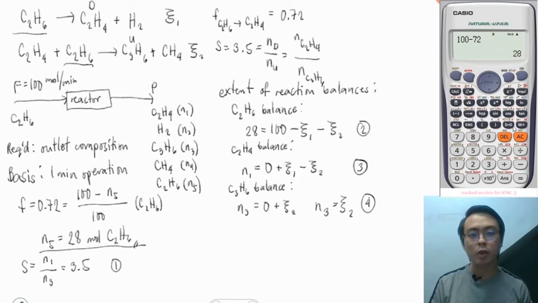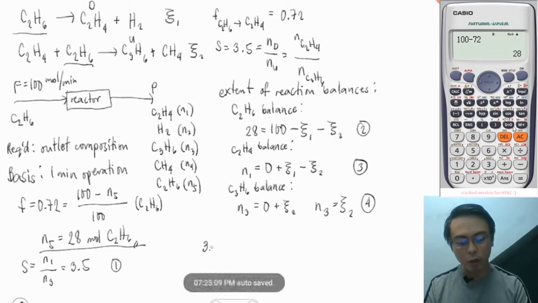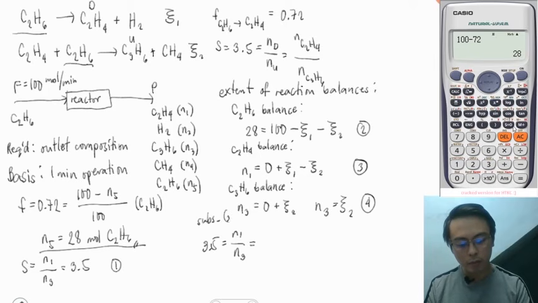To make this 2 equations with 2 unknowns, we will have to substitute some equations to make it simpler. I will be using the selectivity equation as our base. So that is 3.5 is equal to N1 over N3. Then let's just substitute equations for N1 and N3. First, N1 we can find in equation number 3, so let's substitute that, and N3 would come from equation 4. Let's substitute those both in equation number 1.